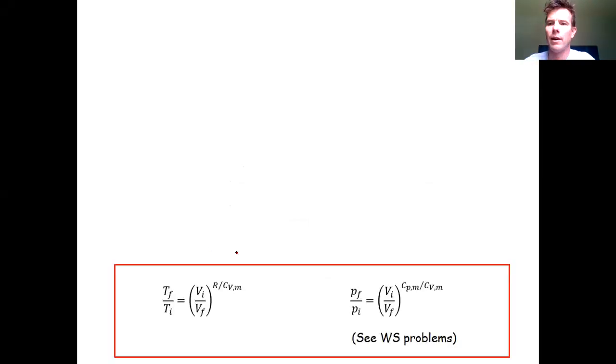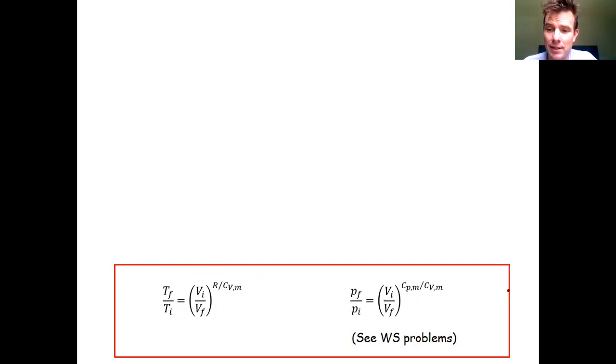There. All right. At the end of the day, here is the expression that I end up with. Again, if you're a person who likes derivations, you can go back and follow this, but these are the important expressions. TF over TI is equal to VI over VF to the R over CVM. I haven't derived it here. I'll put it up on the worksheet problems, but if you want equations to relate pressure to volume changes, the expression looks like this: PF over PI, with CP, the constant pressure heat capacity, over CVM.